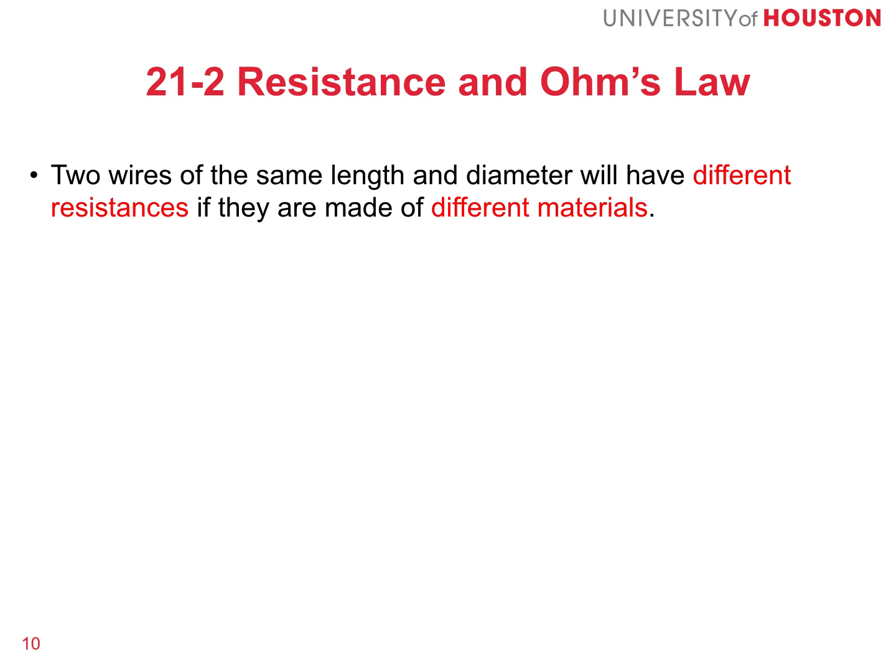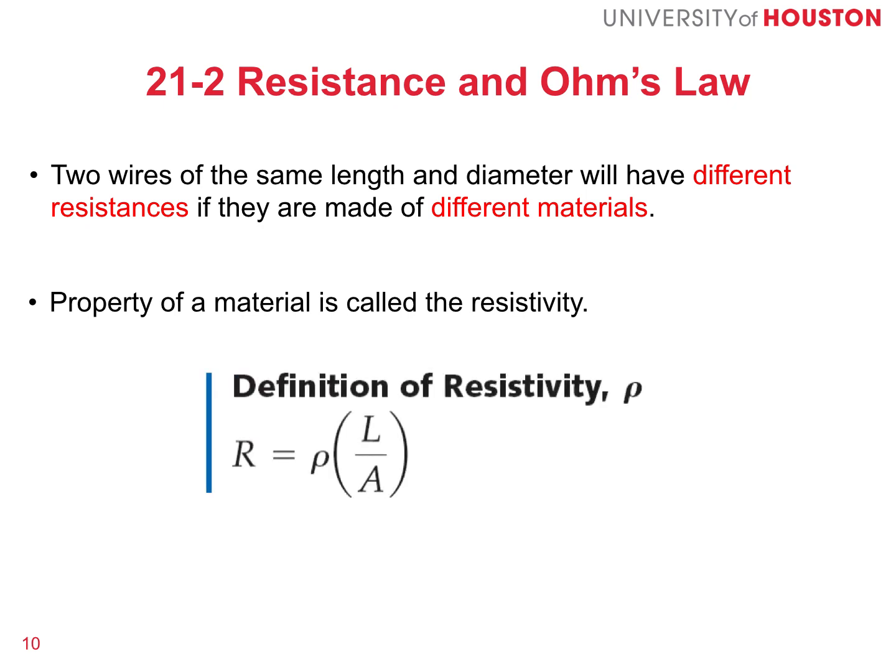Two wires of the same length and diameter will have different resistances if they are made of different materials. This property in which they differ is called the resistivity, and it is denoted by the symbol ρ. One can calculate the resistance from the resistivity by taking the resistivity, multiplying it by the length of the wire, and dividing it by the cross-section area of the wire.